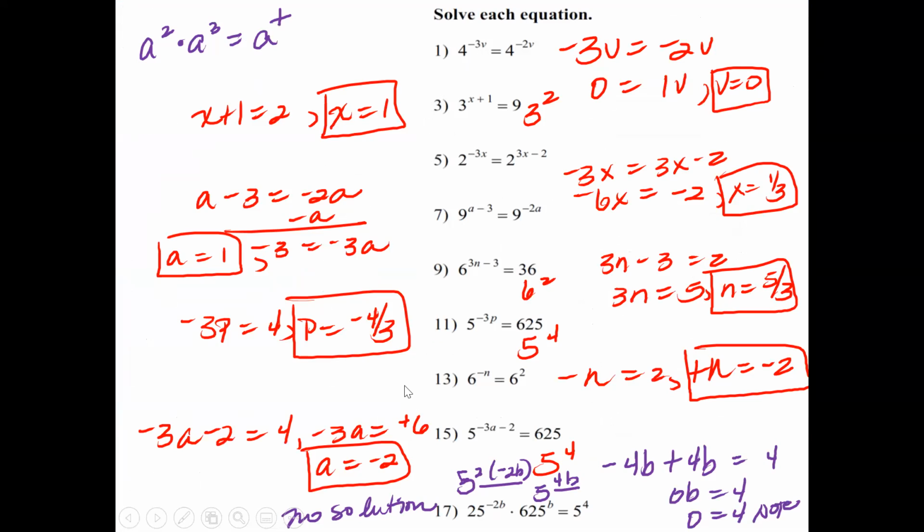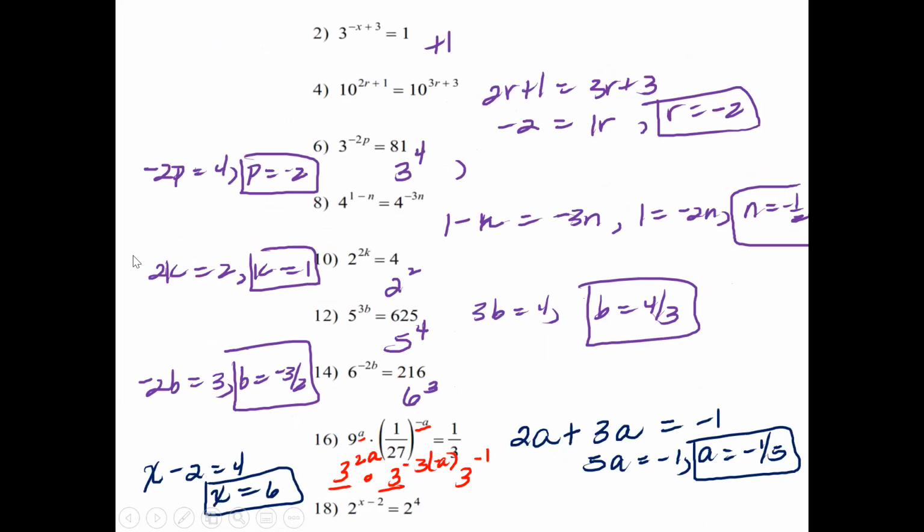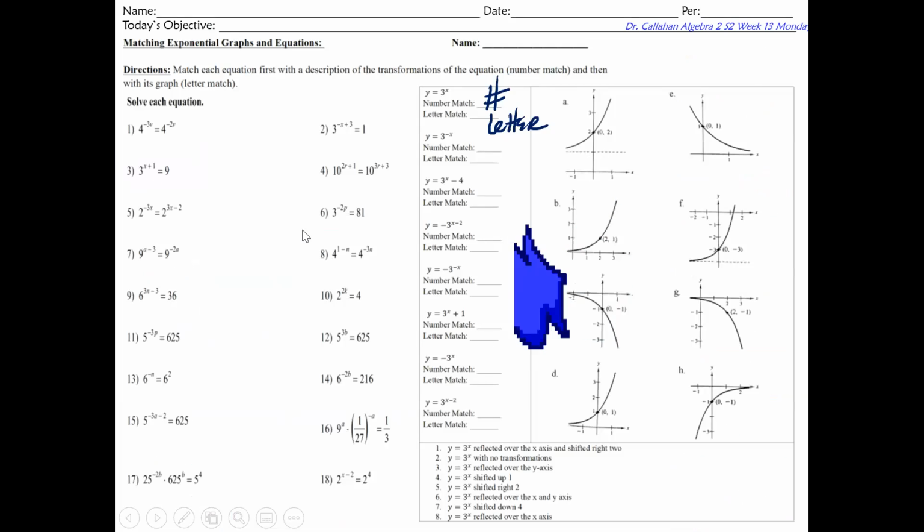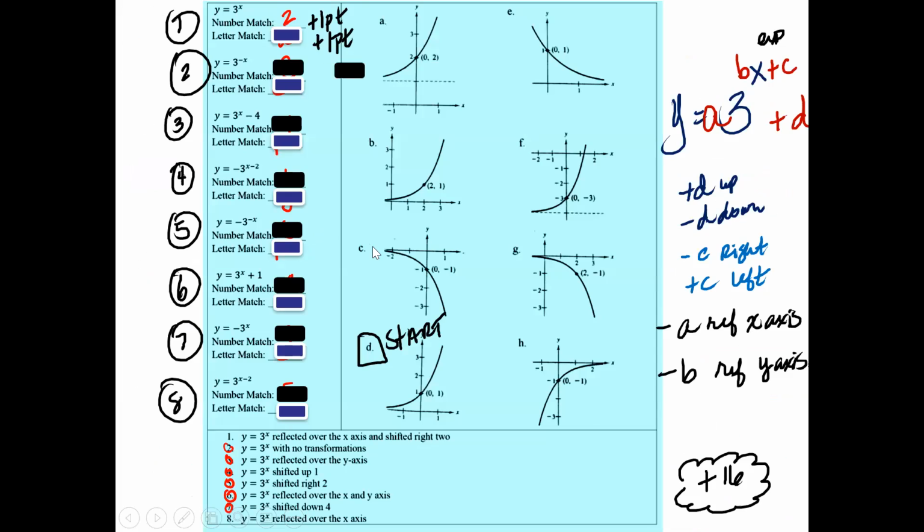Here are my answers for 1 to 15 odds. So pause the video and take a look at your answers and take a look at mine. Here are my answers for the evens, 2 to 18. So take a moment and glance at them. And then, of course, we went over the matching of the exponential equations. So here are my answers for them.